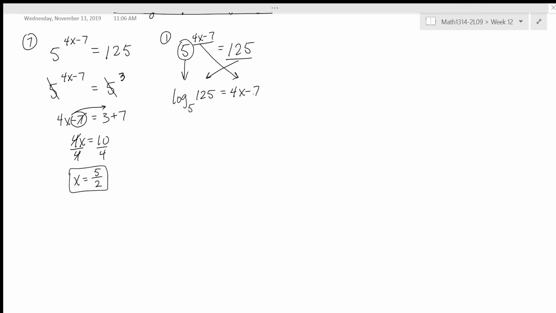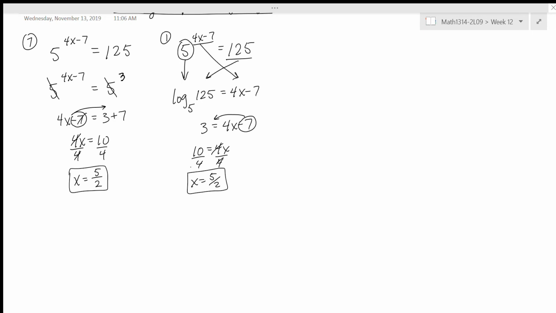Aaron, did you figure out how to get the log with the 2 squares on your calculator? Okay, you hit the log 3 times, right? And then you can put log 5, 125, and that works out to be 3. And do y'all see that puts me at the same step I was at a minute ago? Right? Where I can bring the 7 over, divide both sides by 4, and we get the same answer. So you'll get the same answer either way.